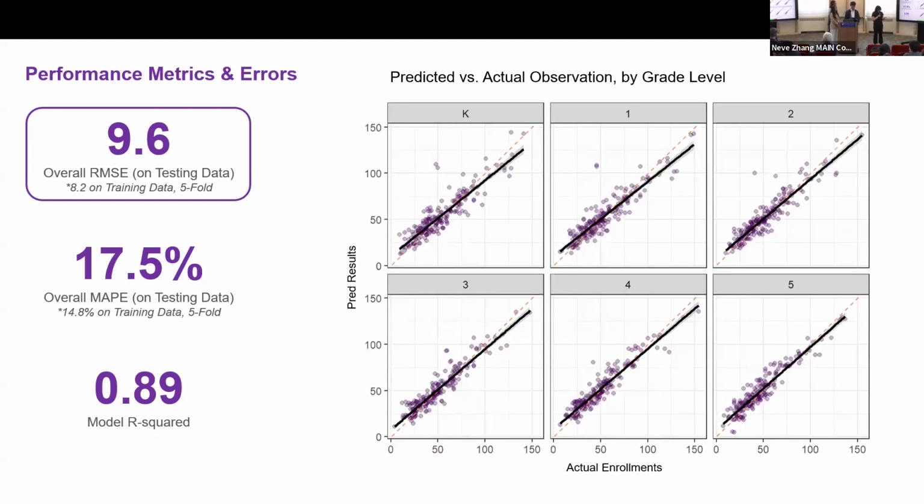Zooming into predictions across grade level, we find that errors tend to be lower for grades 2 to 5. This may be attributed to stability in enrollment, as most students tend to stay in the same school as they progress through elementary.